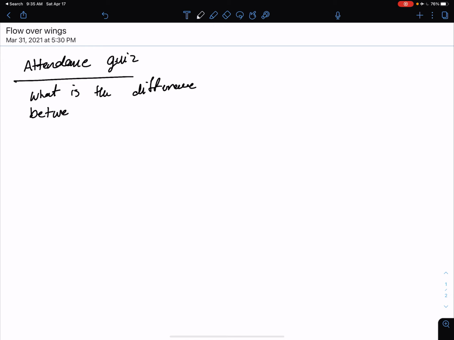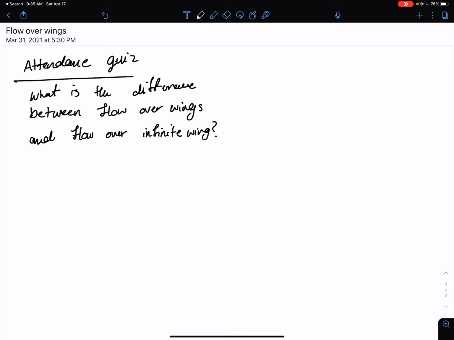The attendance quiz was: what is the difference between flow over wings and flow over infinite wings? So in one case your span is a finite number, and in another case your span is an infinite number.